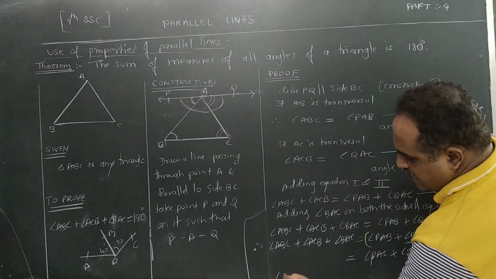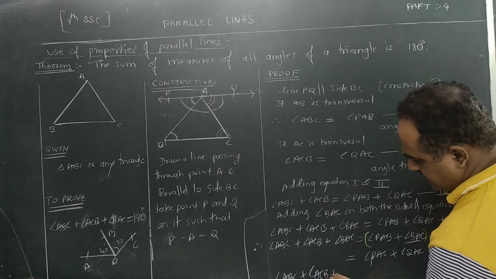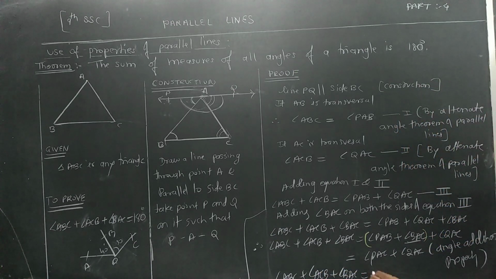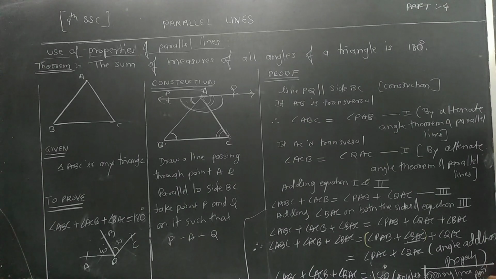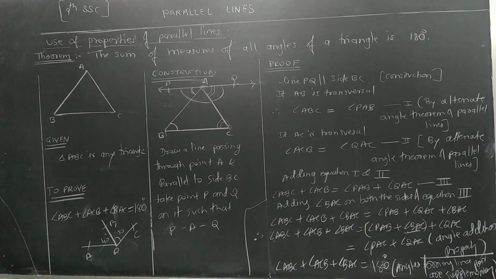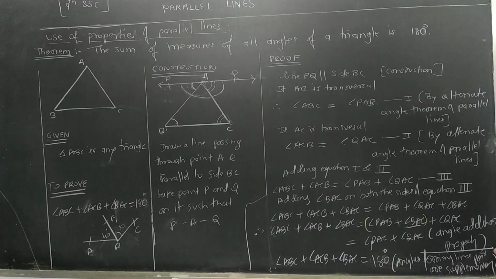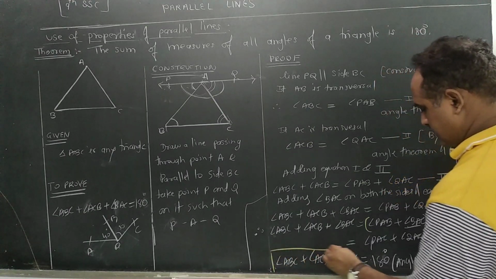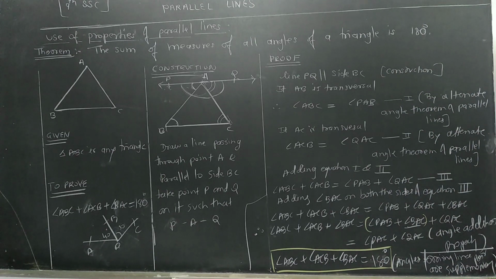Therefore, what you got is angle ABC plus angle ACB plus angle BAC is equal to 180 degree, और इसका रीजन लिखेंगे हम लोग: angles forming linear pair are supplementary. We are going to write angles forming linear pair are supplementary. We got the reason, and this is the final answer for your theorem that we are going to put in a box. So once again I repeat it.